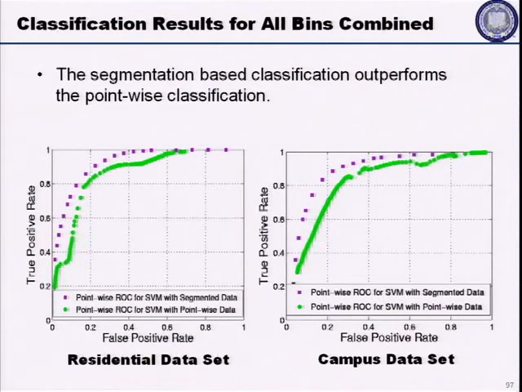This is the false positive rate versus true positive rate. The purple line is the segmentation classification technique. And the green is kind of the same approach if you just skip the segmentation and do it in a point-wise way. This is for residential data and this is for campus data. So you can see that segmentation does help you to accomplish this task.